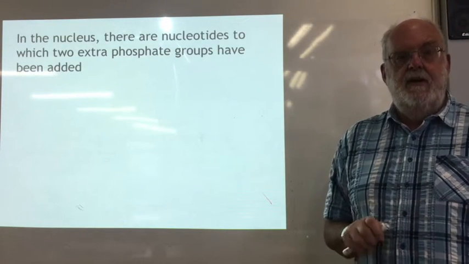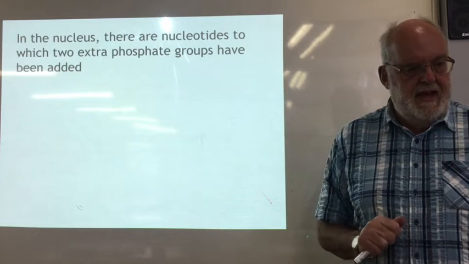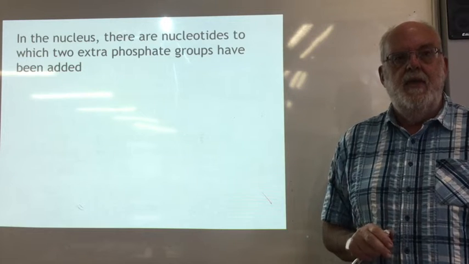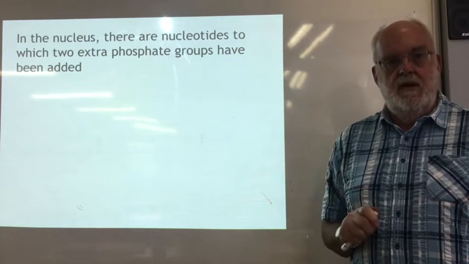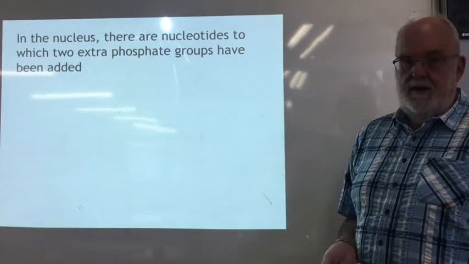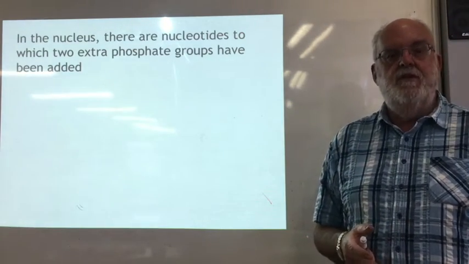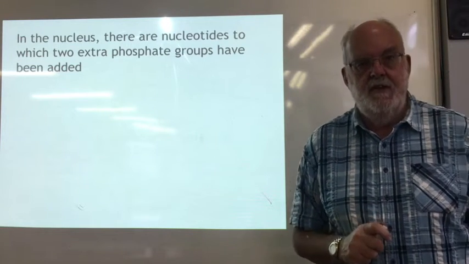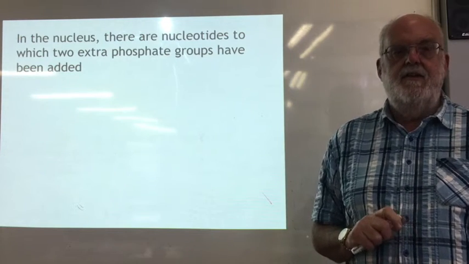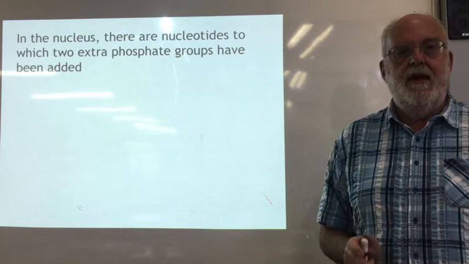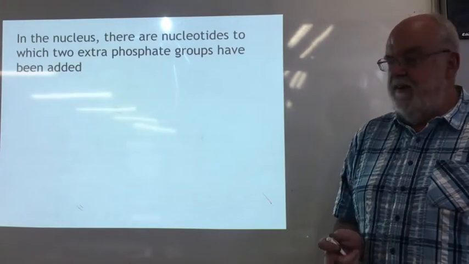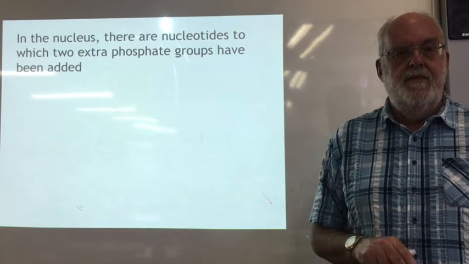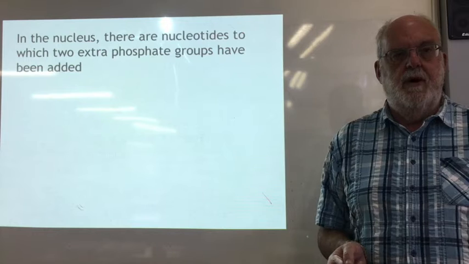DNA, of course, as you know, occurs in the nucleus. So in the nucleoplasm, the fluid part of the nucleus, there are a lot of molecules of nucleotides floating around, ready to be turned into new DNA. In order for the enzymes concerned to recognize these nucleotides as being the correct ones, they have to be activated. And they are activated by adding extra phosphate groups to the nucleotides.